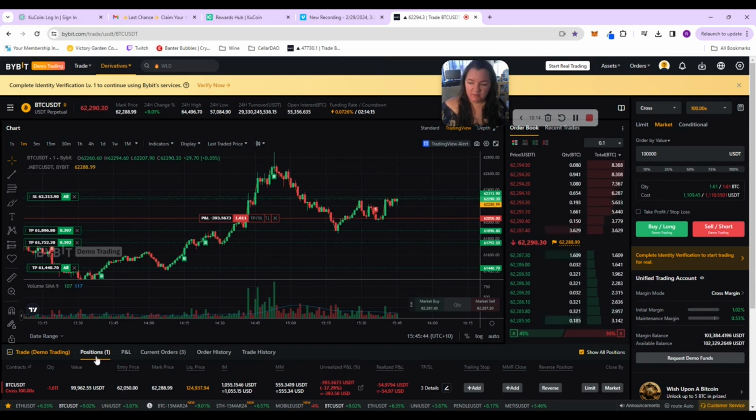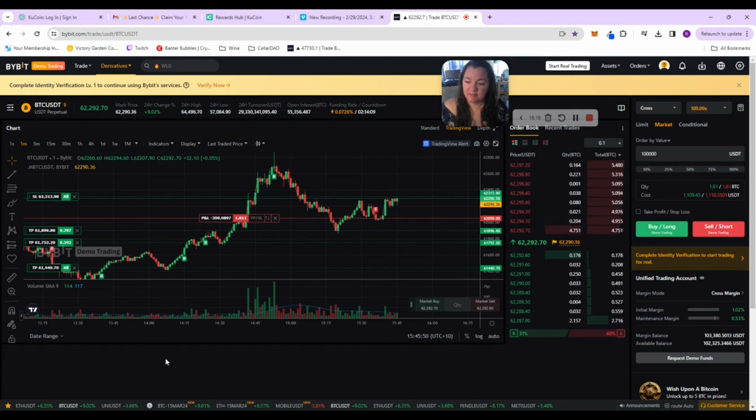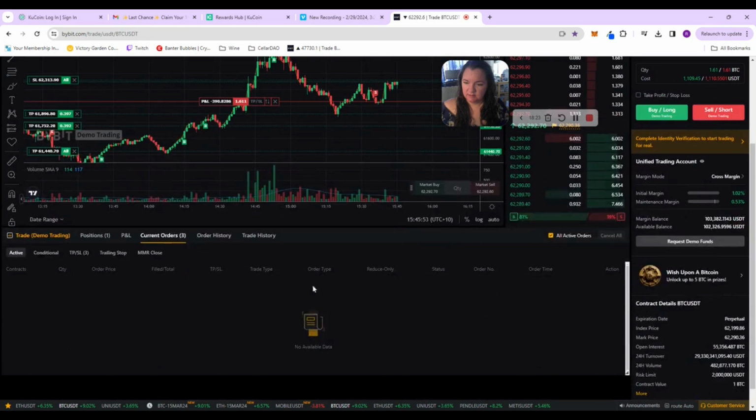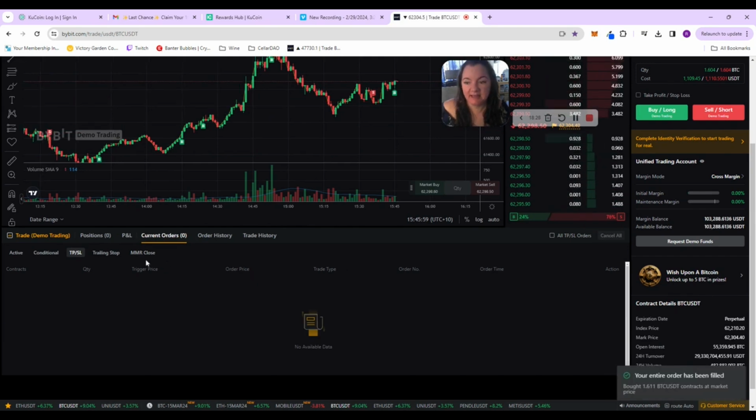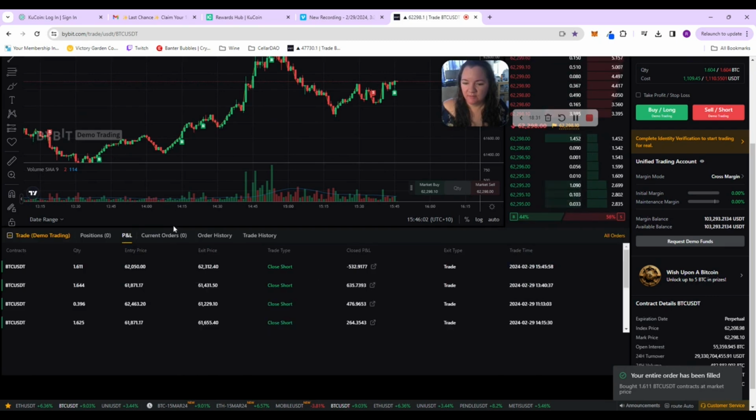Moving down to the bottom, we've got the different sections as well. So you've got your positions, and then we have current orders, which is my stop losses and my take profits, which will be here. And you can see all of your trades that have not been placed yet. And then you have your profit and loss. Yay.